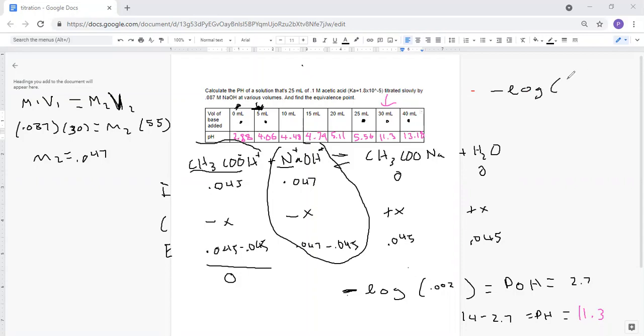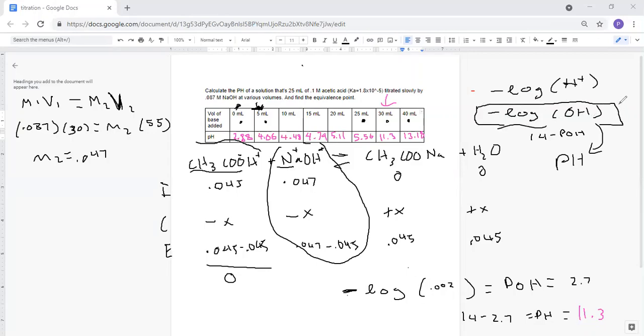Negative log of either H plus or OH, and then find the pH by subtracting 14 minus pOH. That just depends on the type of titration you're doing. If you're titrating, like in this situation, we had base left over after the equivalence point.